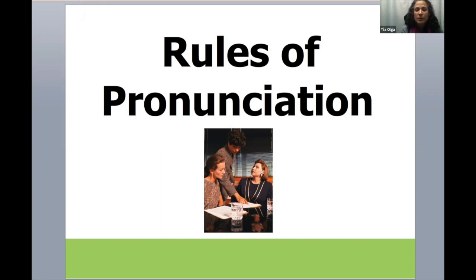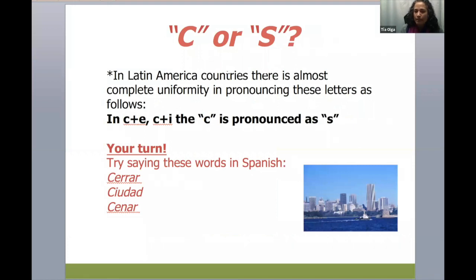Let's begin with the letter C or the Z. I remind you, I'm from Peru in Latin America, and in Latin America, we pronounce the Z or S the same way. You need to be careful with that because in Spain, they pronounce it like th. This class is more focused on Spanish speakers from Latin America.